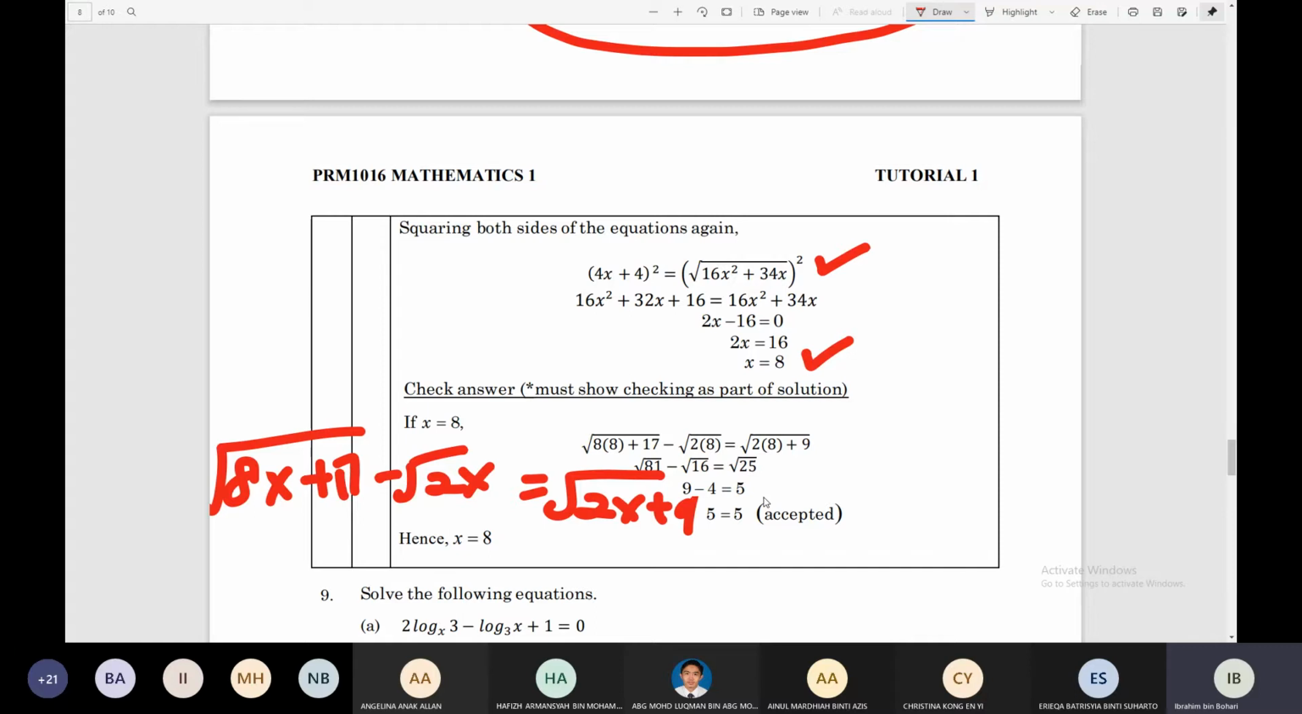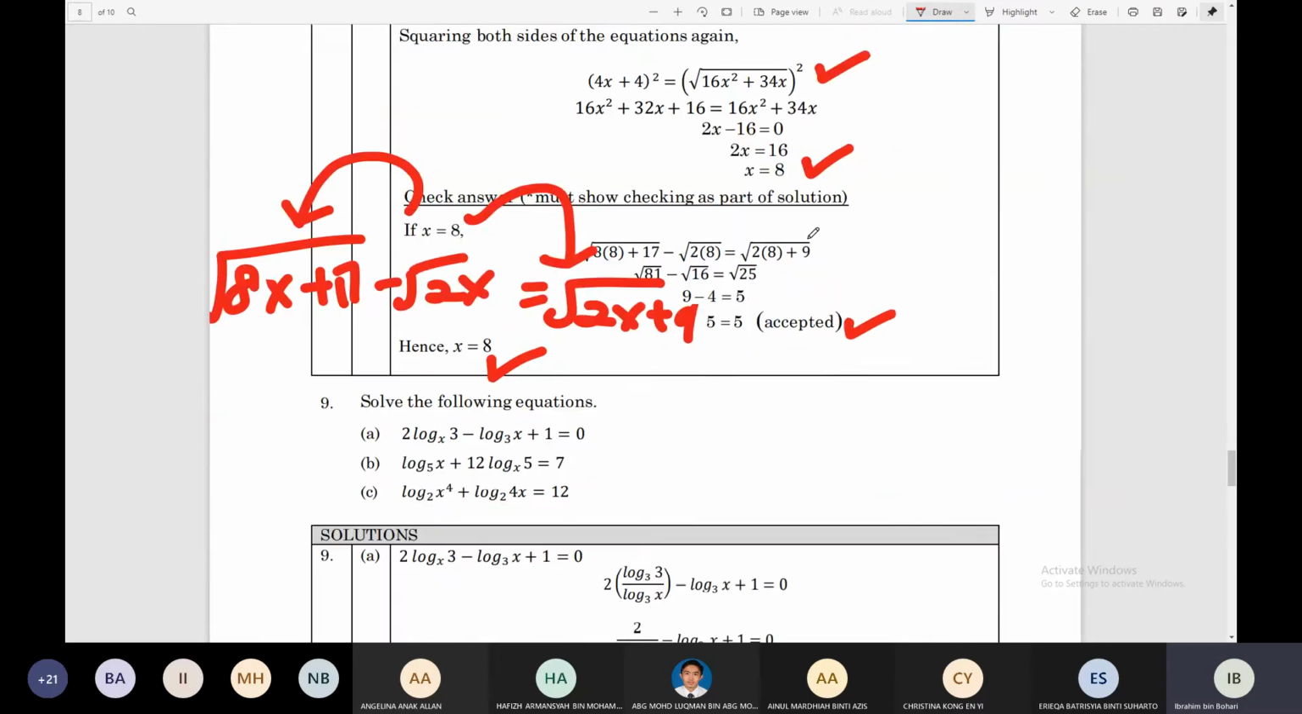So the value of x equals 8. Substitute into the equation. So the left-hand side of the equation equals square root of x plus 17 minus square root of 2x, and the right-hand side equals square root of 2x plus 9. So after substituting, the left-hand side equals 5, and the right-hand side, 2x plus 9, equals 5. So this one, the left-hand side equals the right-hand side. So you accept the value, and the conclusion here is that the value of x equals 8. Okay. So for the solution you must do it step by step until the last step. Okay, settle question B and question 9.